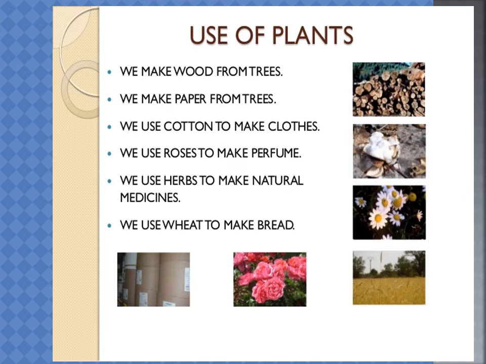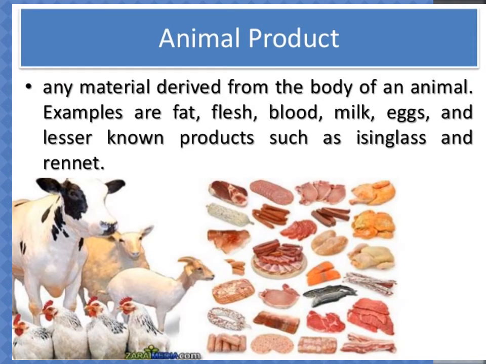Next one, animal products. We will see some useful animals. Animals also serve as sources of food for man. Cow, buffalo, and goat are used as dairy animals.